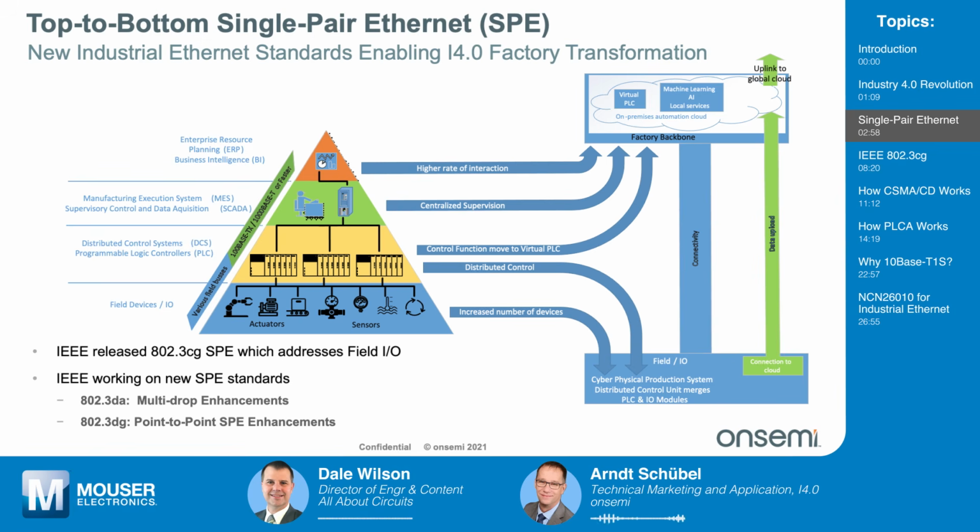So there's more wiring involved, and there's a strong move to move some of the intelligence as we do the transformation from a pyramid into what's called a column, where the field I/O devices take over some of the functions of the PLCs and the I/O modules, or the DSCs, the distributed control units. So some of that function merges into the sensors and actuators, making them smarter.